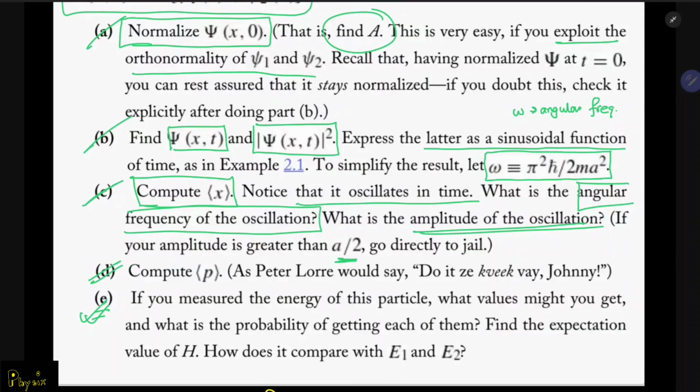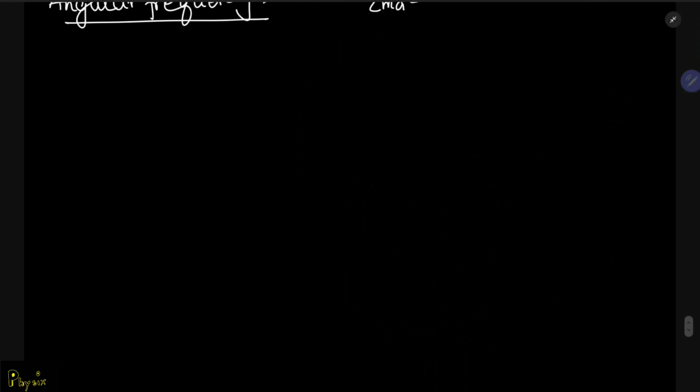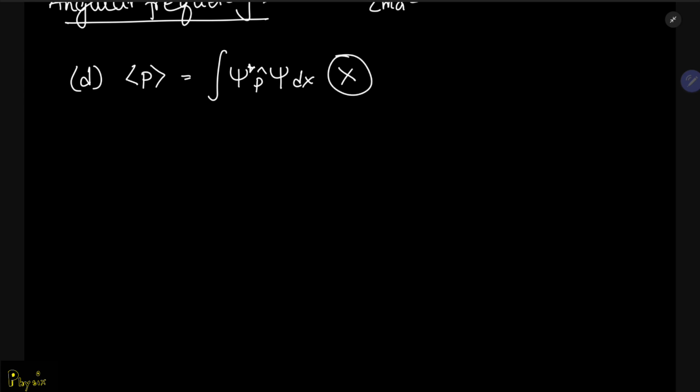Let's do part D right now. Part D is basically computing what the expectation value of P is. And this can be achieved using a very clever trick. So if we want to compute the expectation value of P, you can either take the integral of psi and sandwich P, the operator P, in between these. And this is very tedious.